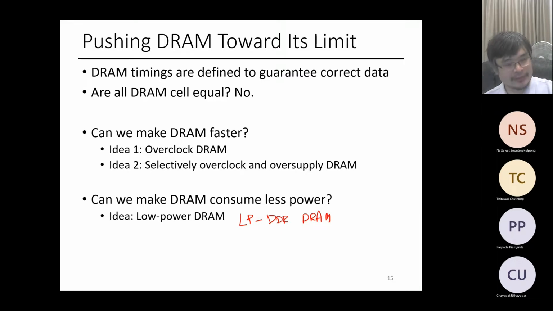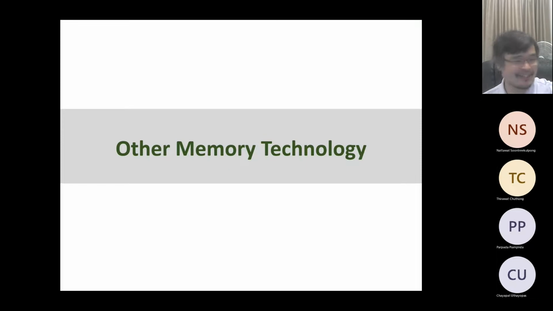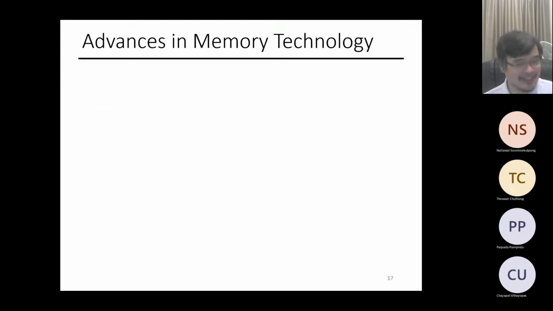So it dropped the voltage level, which means that P equals IV, right? Power equals current multiplied by voltage. When you drop the voltage, you can then save power. So that's another thing you can do. What else can we do? Other memory technology, right? The question is, hey, do we always need DRAM?